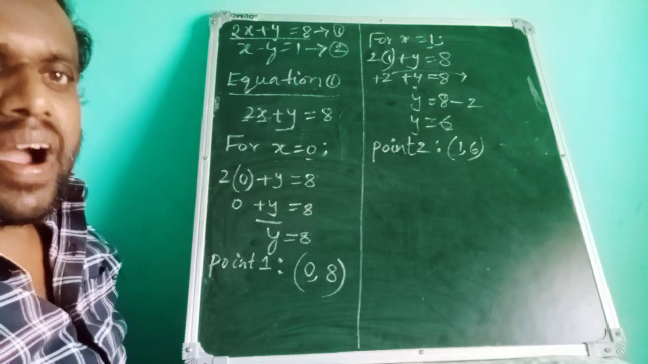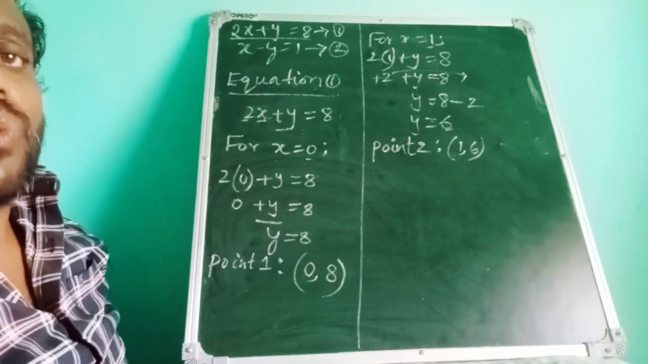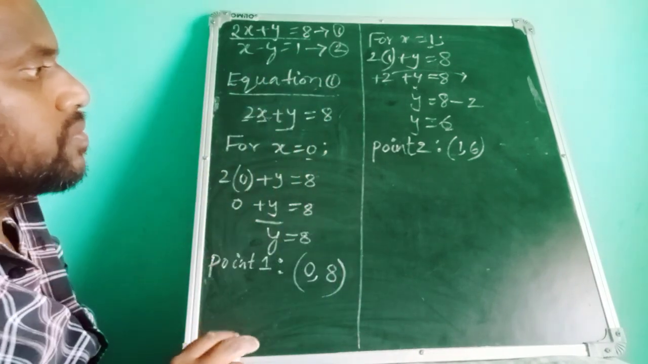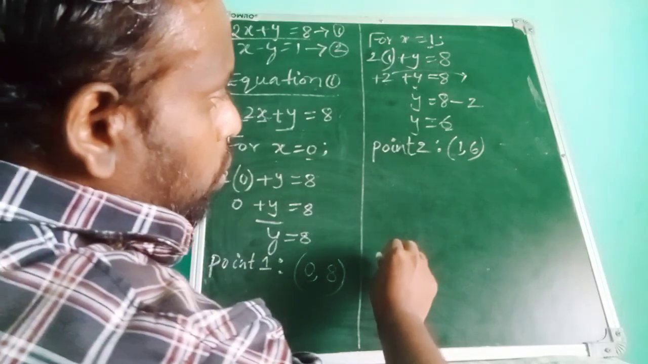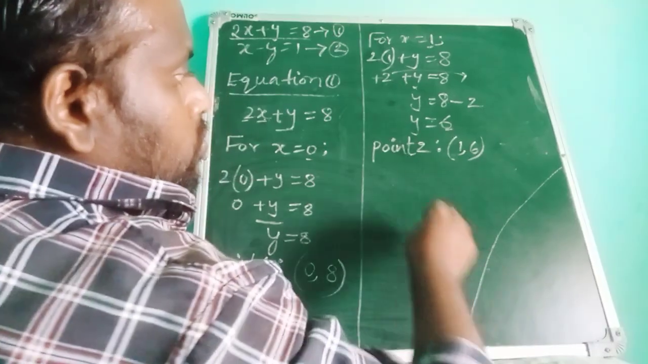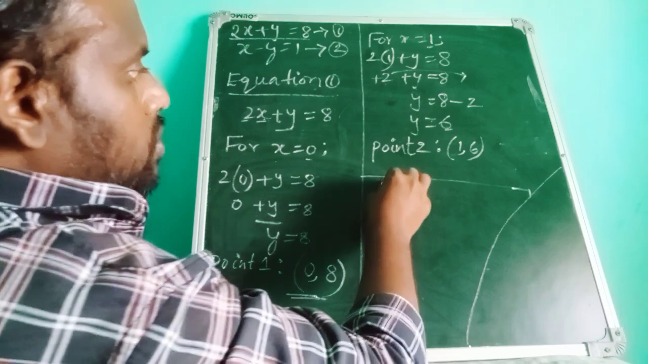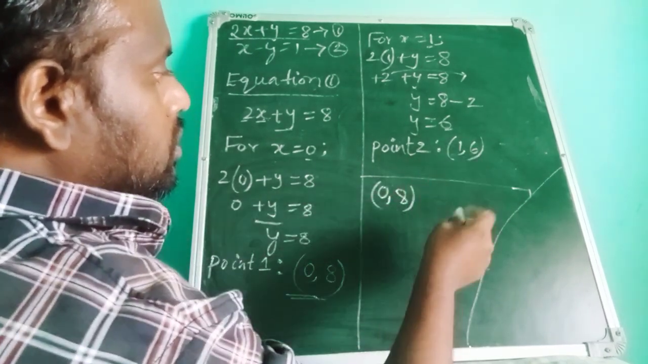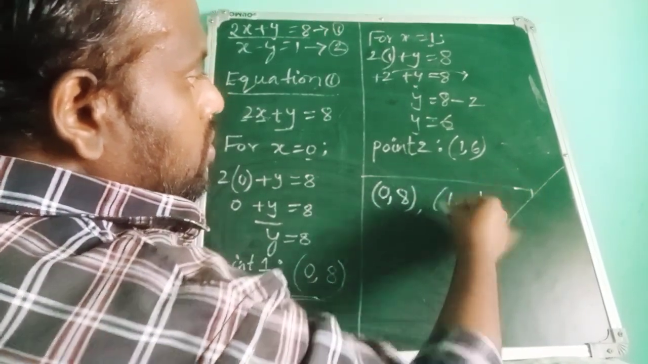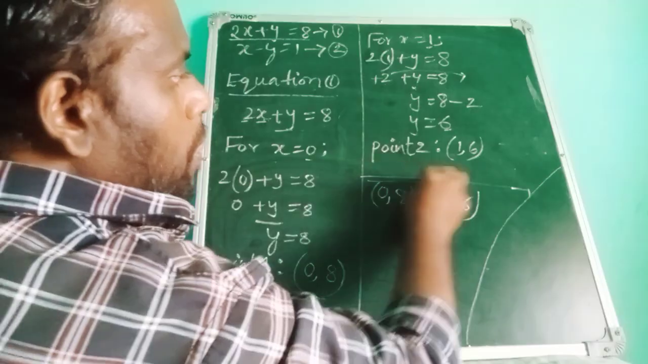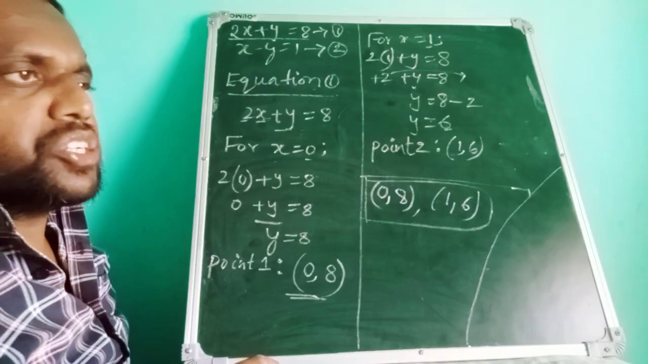So we need minimum 2 points to draw the line, no? So we got 2 points, point 1 and point 2, for what? For equation 1. Now this point 1 and point 2 I will note down here somewhere. Point 1 is what? 0, 8. This is for equation 1. Next point 2 is 1, 6. Okay, we got 2 points for the equation 1.